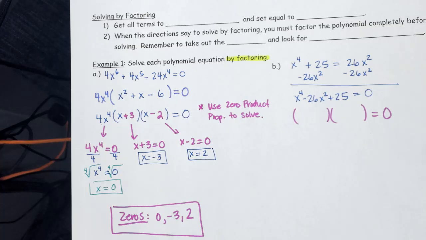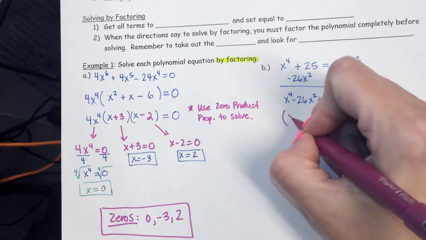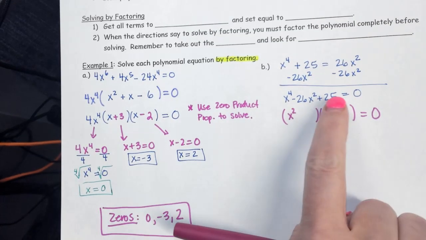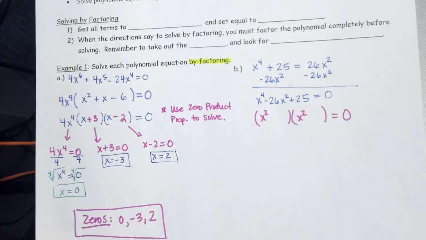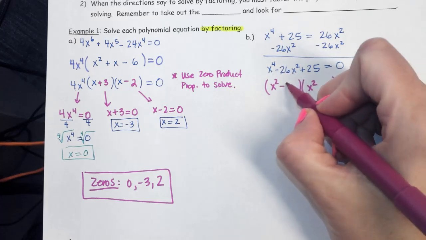Okay, so James, how did you start your parentheses here? Say it again. Yep, x squared, great. So to get x to the 4th, we're going to do x squared and x squared. Has to multiply to 25, add to -26. Okay, so Will, what did you get for here and here? X squared minus 25 minus 1.